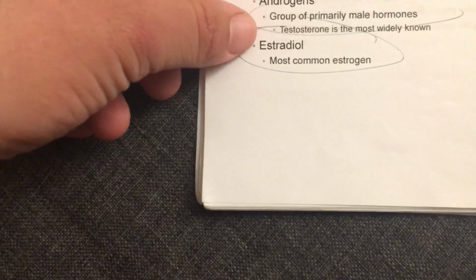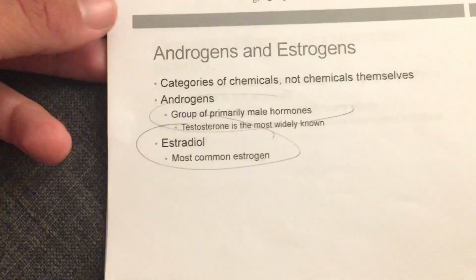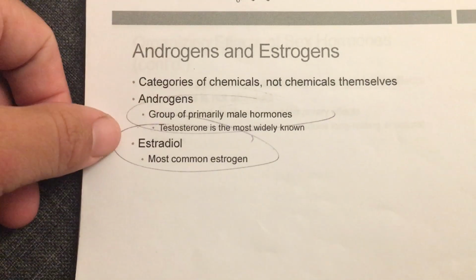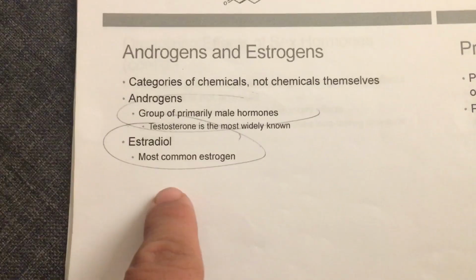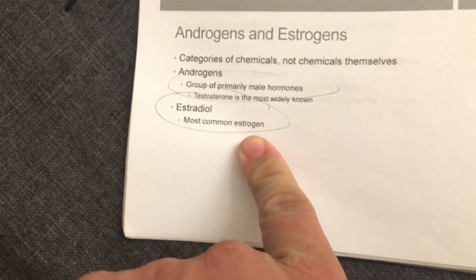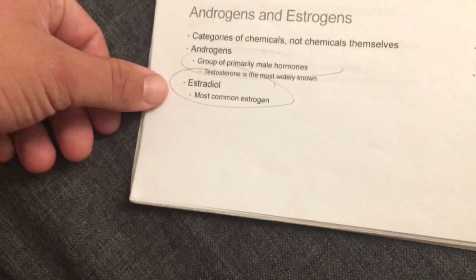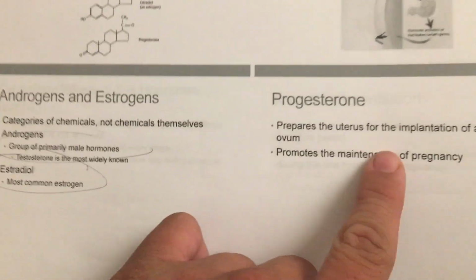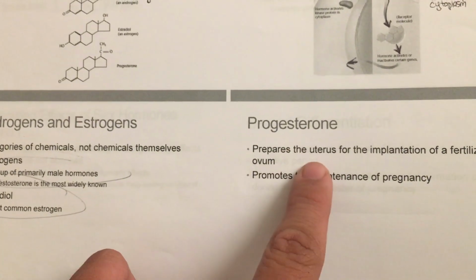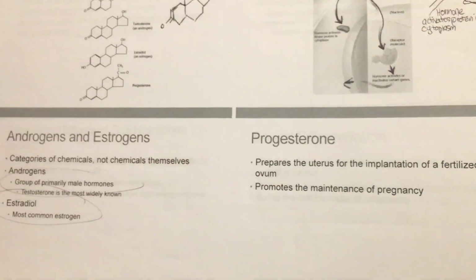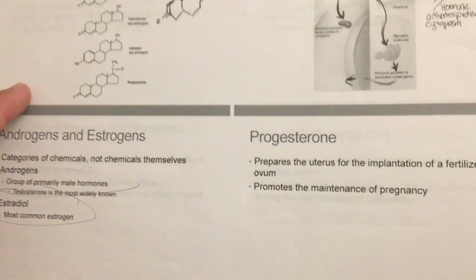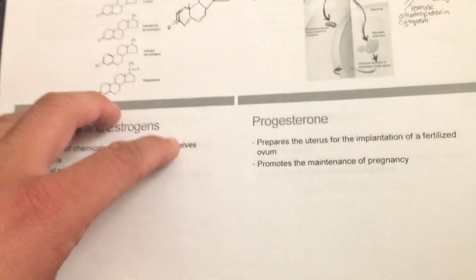Androgens and estrogens are categories of chemicals, not chemicals themselves. The androgens are a group of primary male hormones. Testosterone is the most widely known, and estradiol is the most common estrogen. Males and females have both, but some people can have more estrogen, which will make you susceptible to a different personality. Same with females. Progesterone prepares the uterus for the implantation of a fertilized ovum and promotes the maintenance of pregnancy.